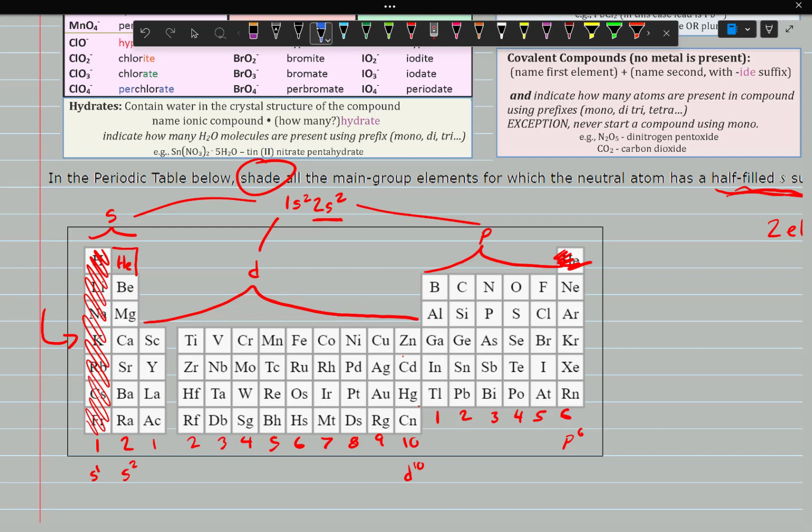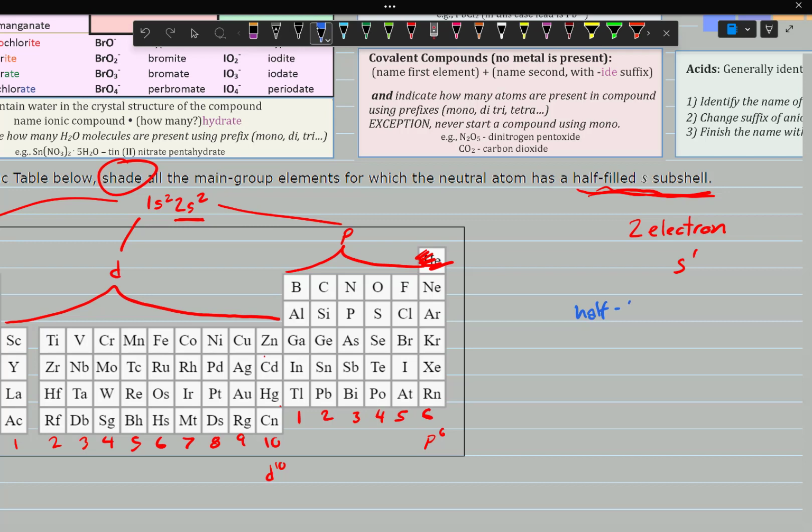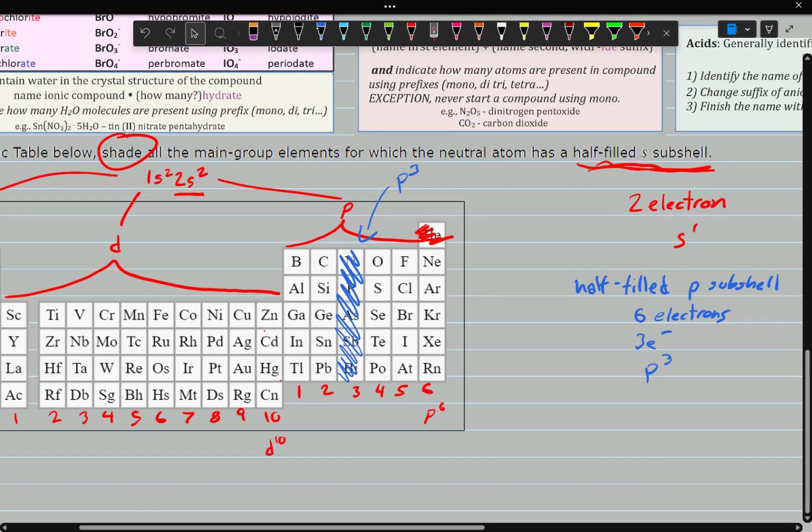So just for a little bit of extra practice, if it asked you instead of an S subshell, for all the neutral atoms with a half-filled P subshell, a P subshell has a total of 6 possible electrons. So a half-filled subshell would have 3 electrons, which corresponds with P3. So that would be this. All the elements in this group have a P3 configuration, which is a half-filled P subshell.